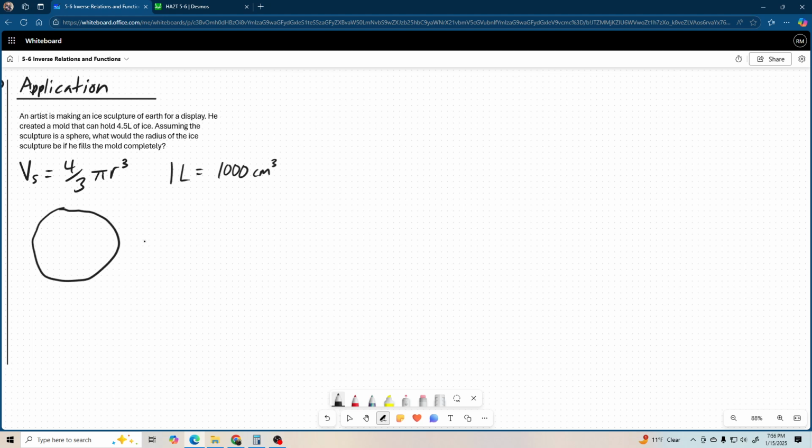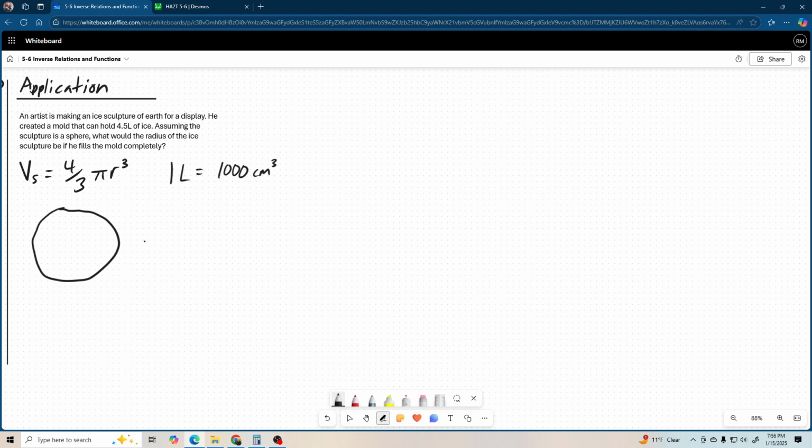Now, a couple things to know. First of all, this is the volume of a sphere, if you didn't know: 4/3 pi r cubed, and 1 liter equals approximately 1,000 cubic centimeters. Those are both super important for this because it's asking us to find the radius, right? And we don't find radiuses in liters, so we're going to have to convert it.